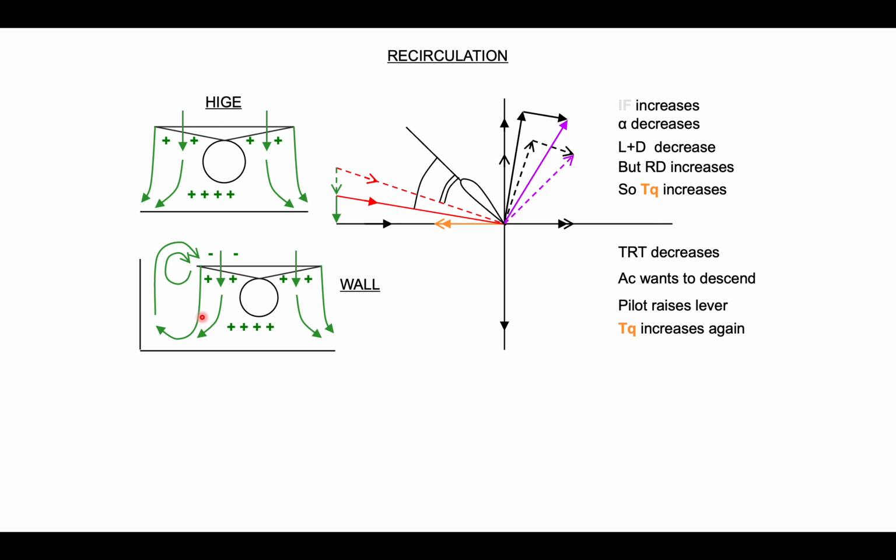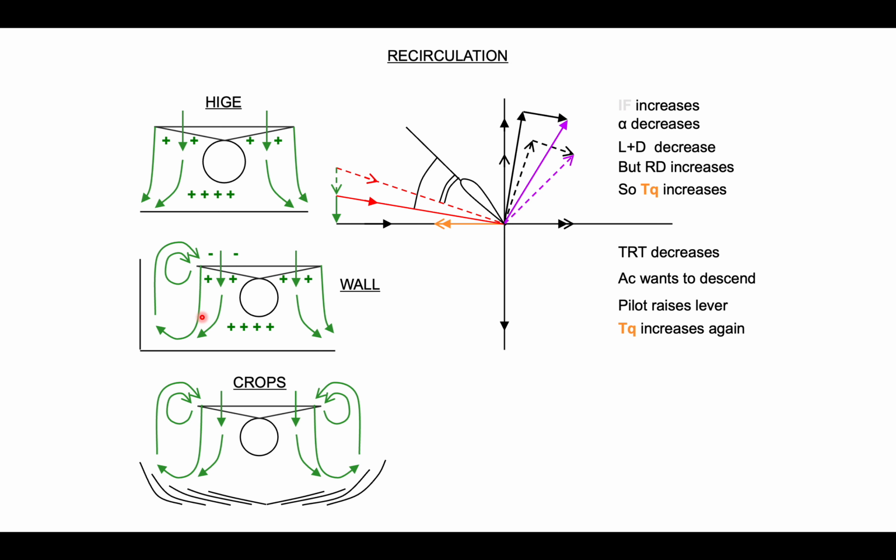So we now need to use more power to maintain our hover because of that recirculation. It can happen in crops, so you can just see the way the crops are going to flow out like that, and we're going to get that effect on both sides of our rotor.